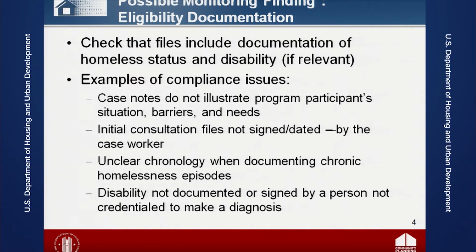Recipients and subrecipients are responsible for ensuring their projects serve only eligible program participants and for securing and maintaining documentation that verifies eligibility. Here are a few examples of typical compliance issues related to verifying homeless status and disability. Case notes do not illustrate program participants' situation, barriers, needs, and other factors. Initial consultation files are not dated or signed by the caseworker. The chronology of homeless episodes is not clearly documented. Disability is not documented, or documentation is signed by a person not credentialed to make a diagnosis.